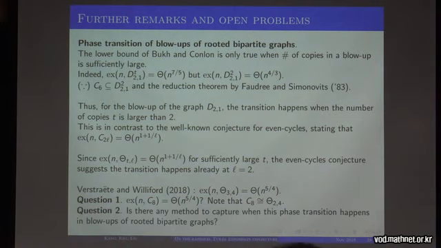And the second question is, is there any method to capture the phase transition that happens in the blow-up of a rooted bipartite graph? But the method, the random algebraic construction by Bukh and Conlon, is not delicate enough to capture this phase transition. So we hope that this method will be developed in the future. Thank you.